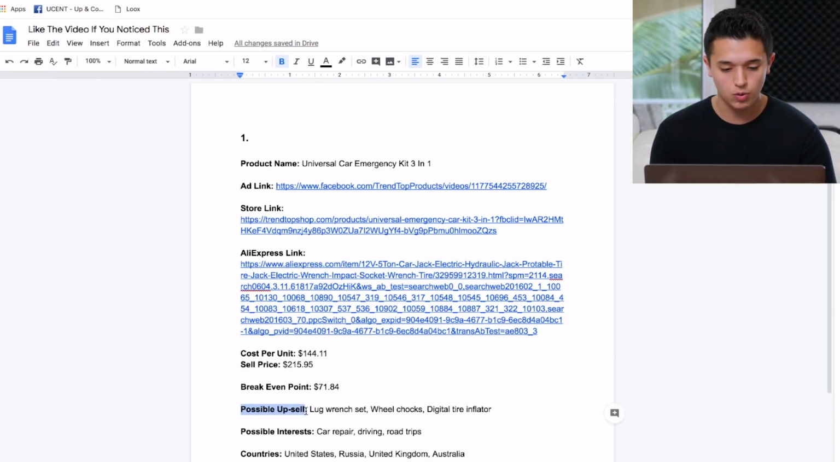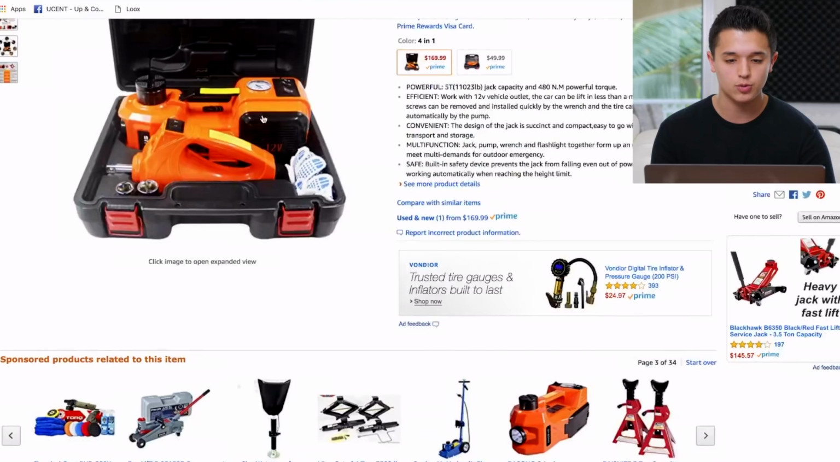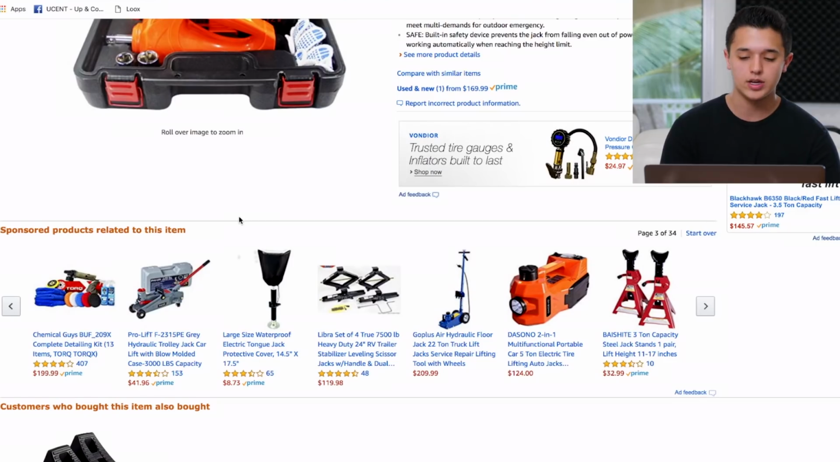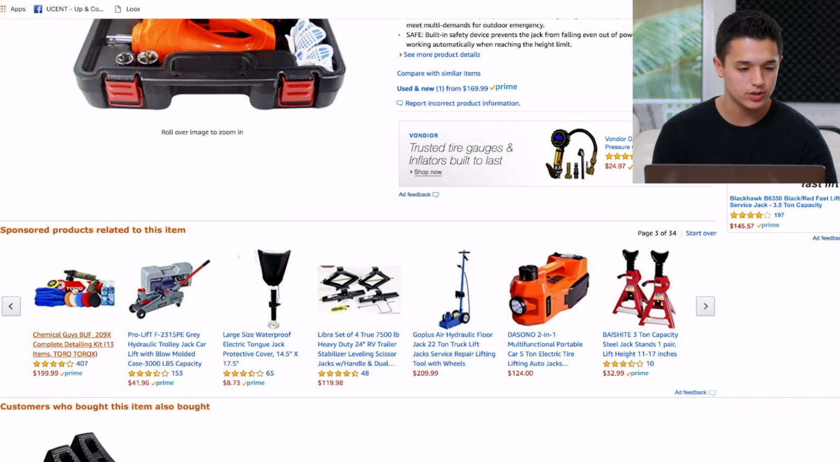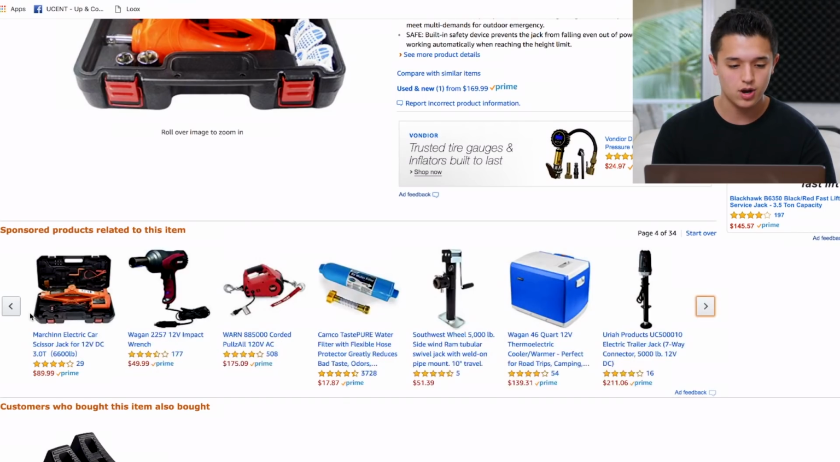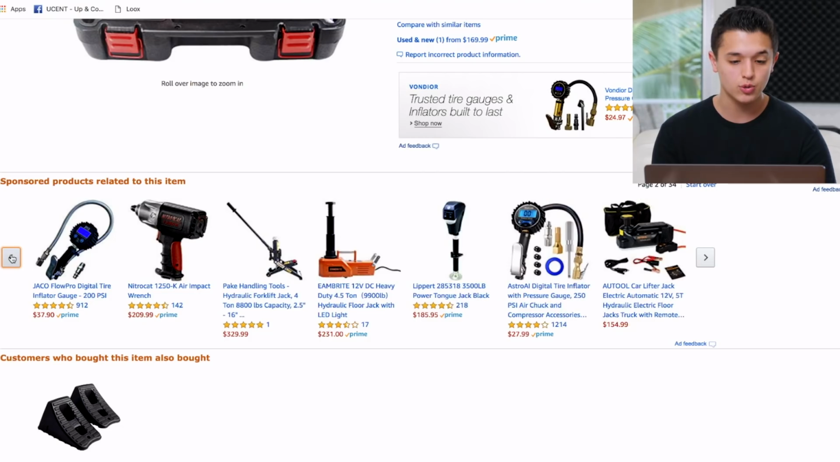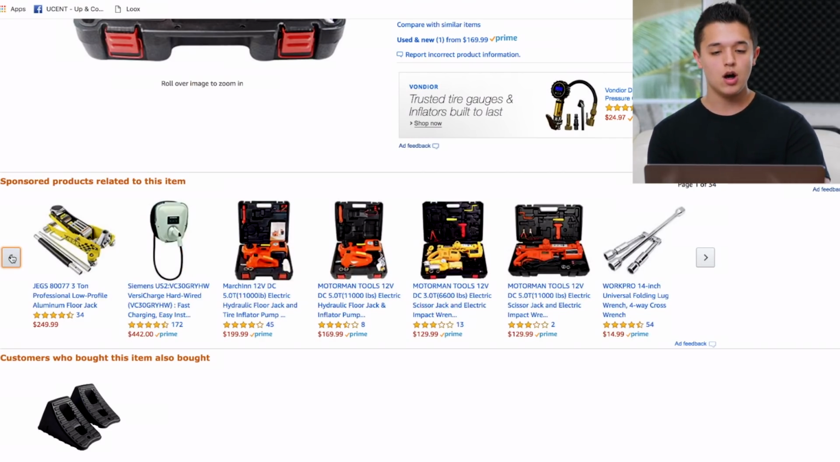So what I do to find upsells is pretty simple. All I do is I go to Amazon, I look at the product, whatever it is, and I scroll down, and they're gonna upsell you stuff whenever you add to cart, or just below it, like right below here, it says sponsored products related to this item. So I scrolled through here, I looked at some different products. You can see customers who bought this item also bought, and what this is gonna do is just show you related products and give you an idea of what you could upsell.